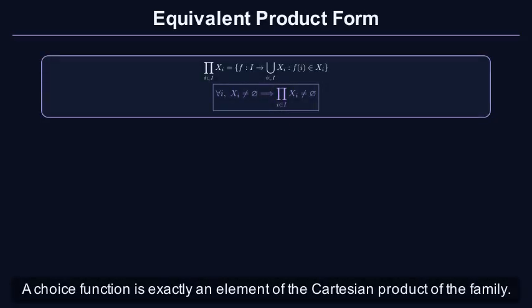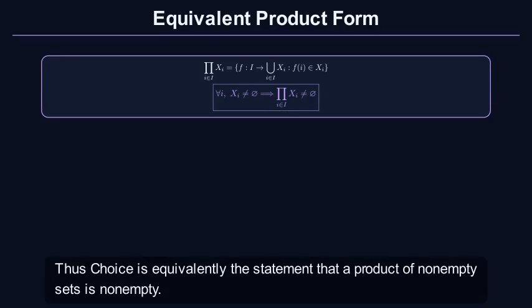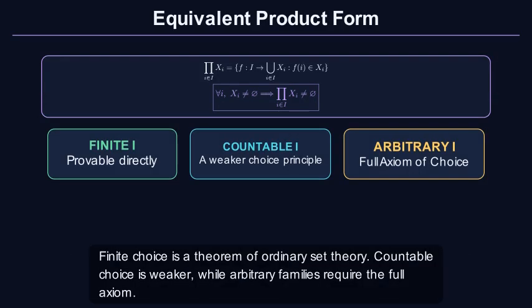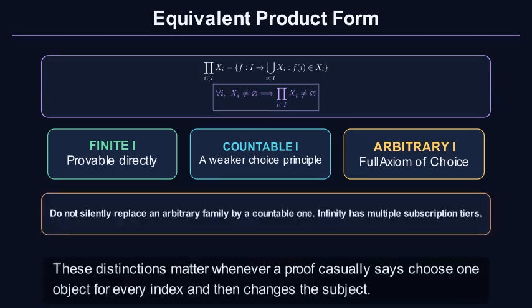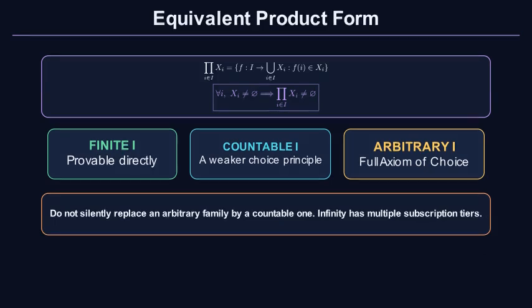A choice function is exactly an element of the Cartesian product of the family. Thus choice is equivalently the statement that a product of non-empty sets is non-empty. Finite choice is a theorem of ordinary set theory. Countable choice is weaker, while arbitrary families require the full axiom. These distinctions matter whenever a proof casually says choose one object for every index and then changes the subject.